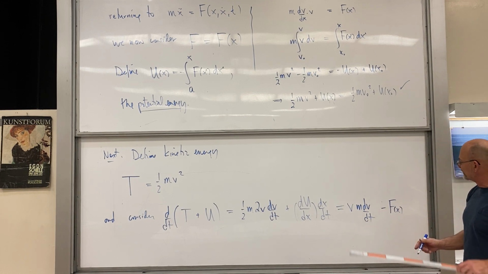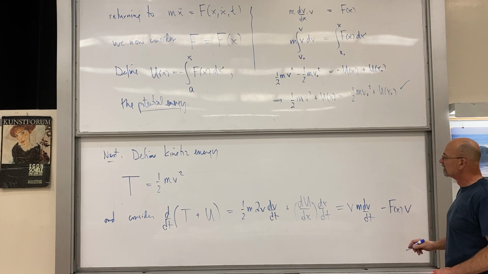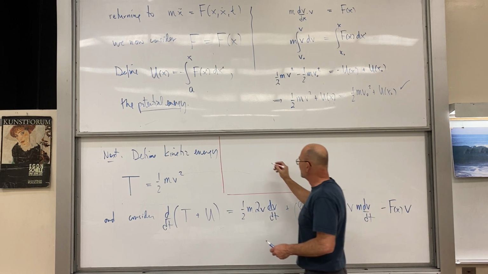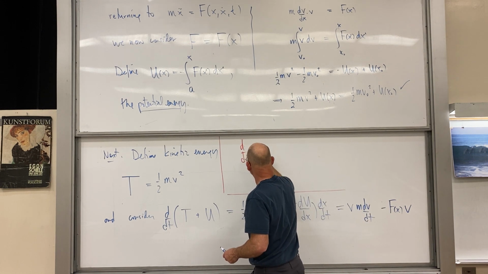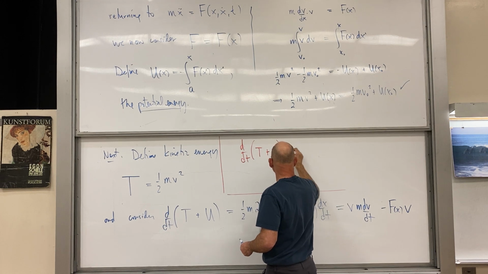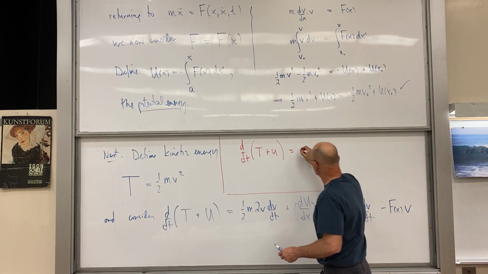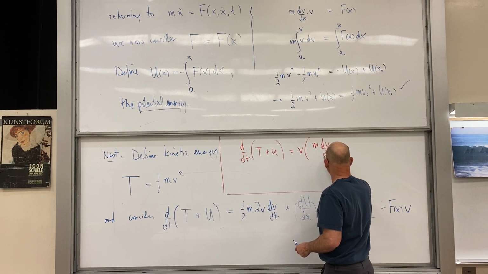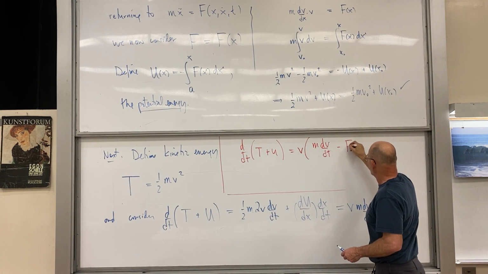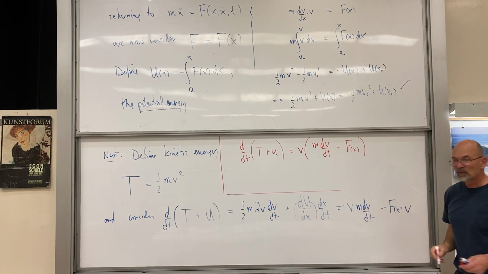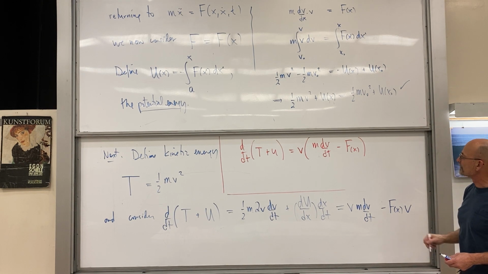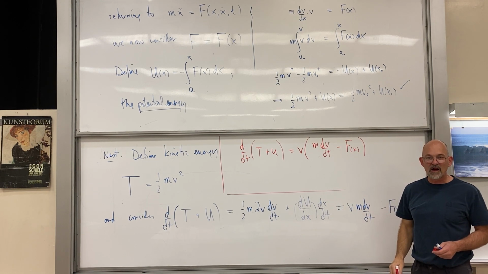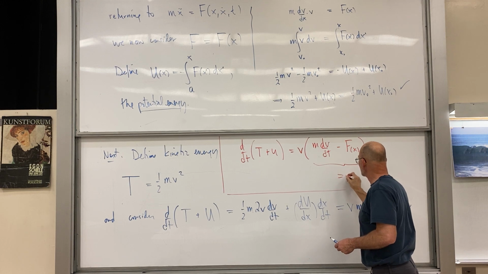and the dx dt, of course, is v. So let me go ahead and finish that up right up here. So what we have is d dt of t plus u is equal to, I can pull out the common factor v, and then I have m dv dt minus f of x. And what do we know about that? m dv dt equals f of x if Newton's law holds. So that is actually equal to 0.